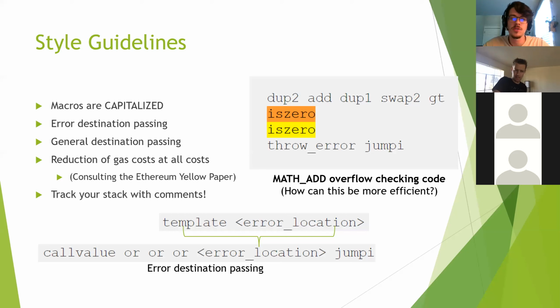Of course, reducing gas costs is the point of Huff. So when you're writing in Huff, there's a lot of different ways to do things. However, you should always be picking the one that has the cheapest gas cost. And you can always consult the Ethereum yellow paper, or I believe there's a gas cost per opcode table floating around somewhere on the internet.